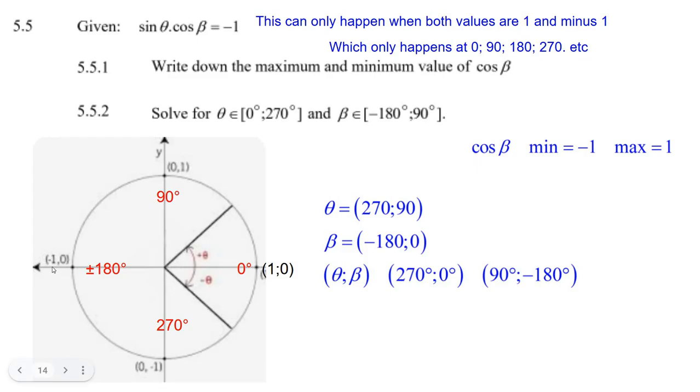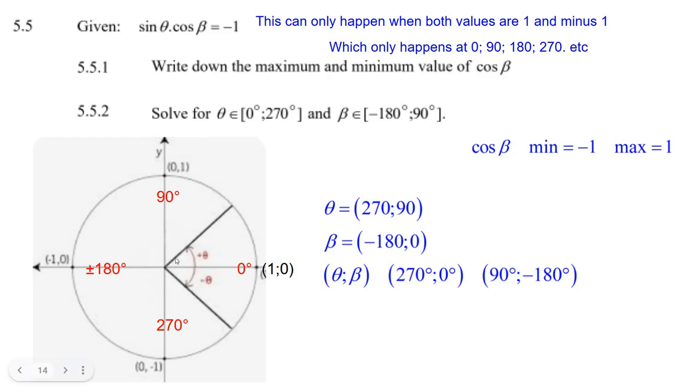And here's the other one. -1 over here for beta, which is -180, and it's got to be 1 for 90 degrees for theta. The sine of 90 is 1, and the cosine of -180 is -1. So 1 times -1. You just play with the combinations. Those are the only ones that can work.